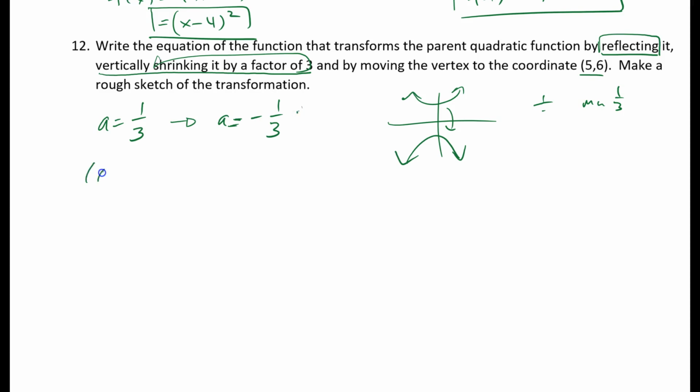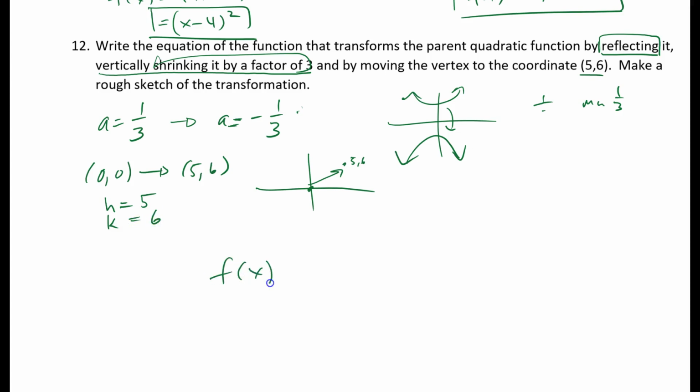And then if we know that (0, 0) moves to the coordinate (5, 6), this will help us get h and k, because (0, 0) is going to move out to the point (5, 6). So here the horizontal shift is going to be from 0 to 5, so h will be 5. And the y-coordinate of 0 is going to go up to the y-coordinate of 6, so k will be 6. And so now we have all the pieces we need to write this equation.